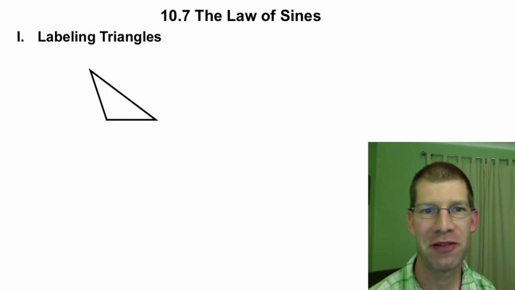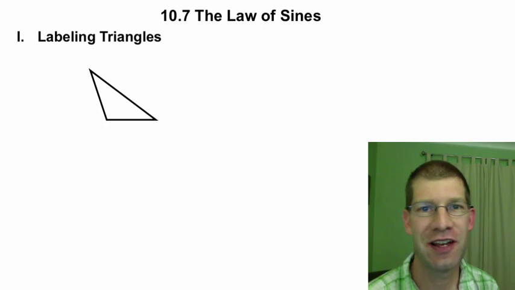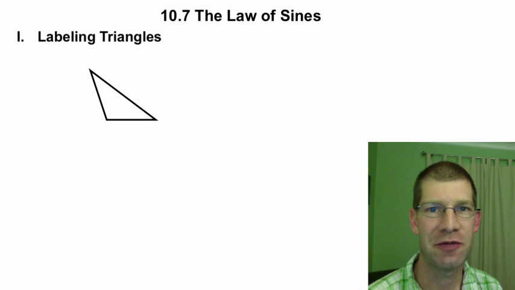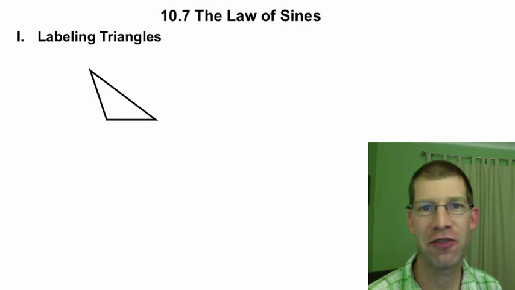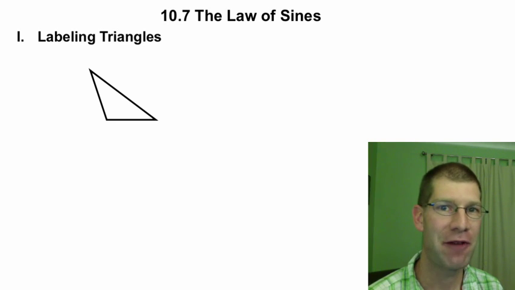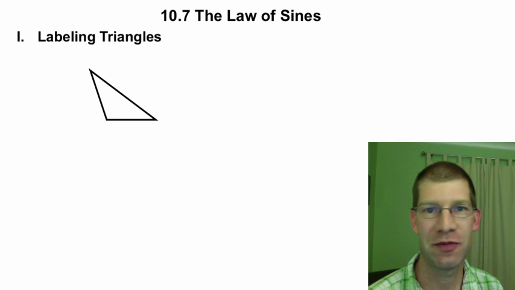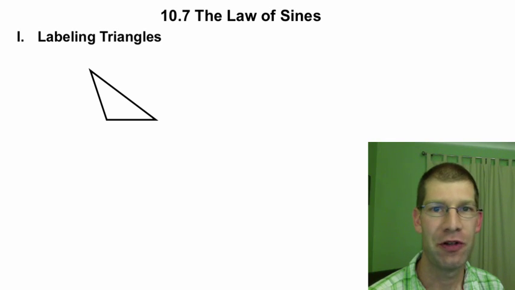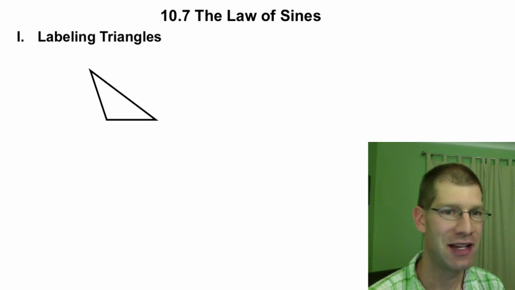Hi, the section we're talking about today is 10.7, the law of sines. Yesterday we went over 10.6, which is law of cosines. Law of sines and law of cosines are the two ways to find angles and sides on triangles that are not right triangles. If you have a right triangle, it's a whole lot easier to use SOHCAHTOA from sections 1 or 2. Just a lot less work.